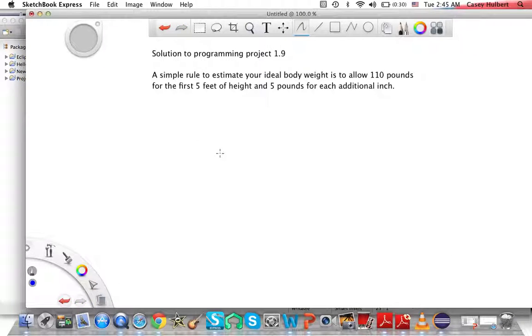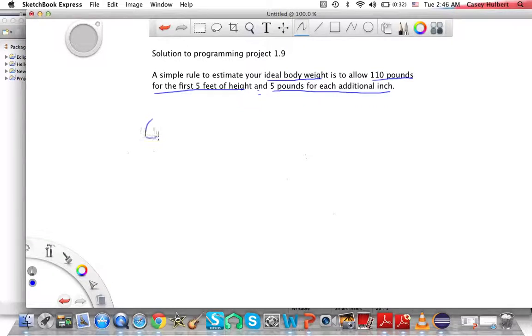Okay, this is the solution to Programming Project 1.9. It says a simple rule to estimate your ideal body weight is to allow 110 pounds for the first 5 feet of height and 5 pounds for each additional inch. So what this is saying is, if you want to get your ideal weight, the first 5 feet would be 110 pounds, and every inch after that, you would have to multiply by 5 to get your ideal weight.